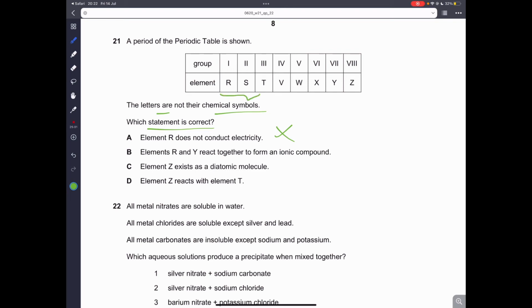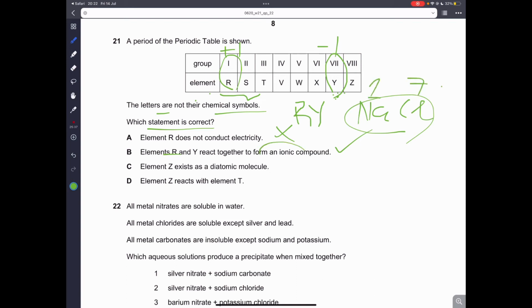Element R and Y react together to form an ionic compound. This is correct because element R is a group 1 element. It has a valency of +1, and this group 7 element Y has a valency of -1, so it has to gain 1 electron. So if they react together, they're going to form the compound RY. An example of this could be sodium chloride, which is from group 1 and group 7. So they do form an ionic compound, so B is the correct answer.